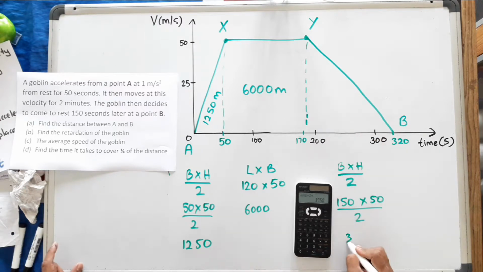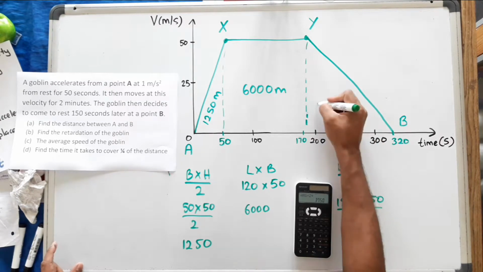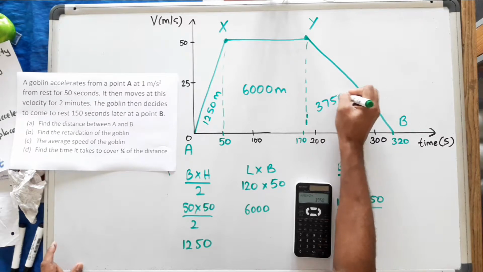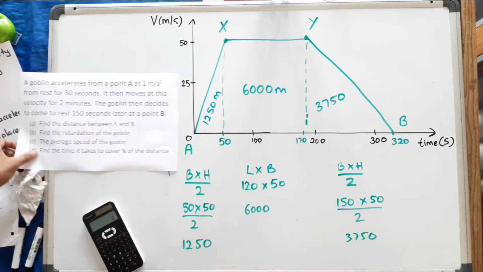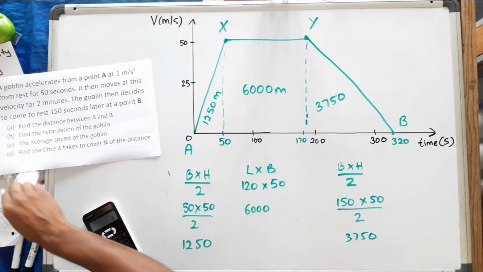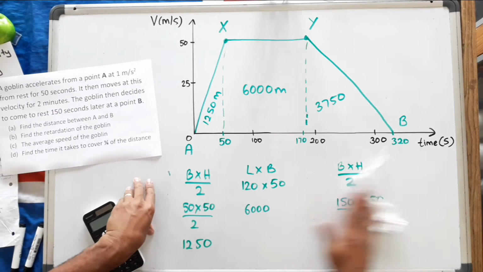I am getting 3750. Alright, so just double checking that. 150 multiplied by 50 divided by 2. Yep, seems about correct. So how much is my total distance traveled?